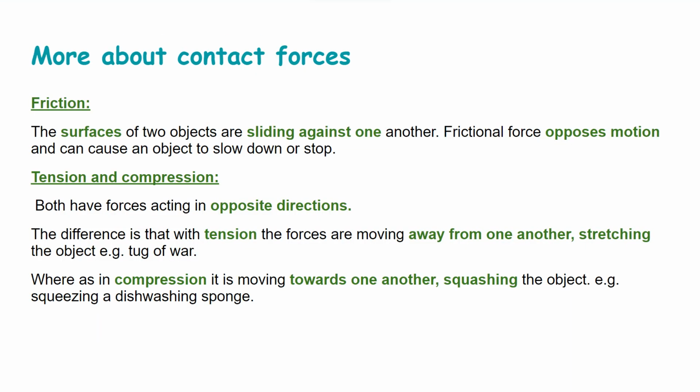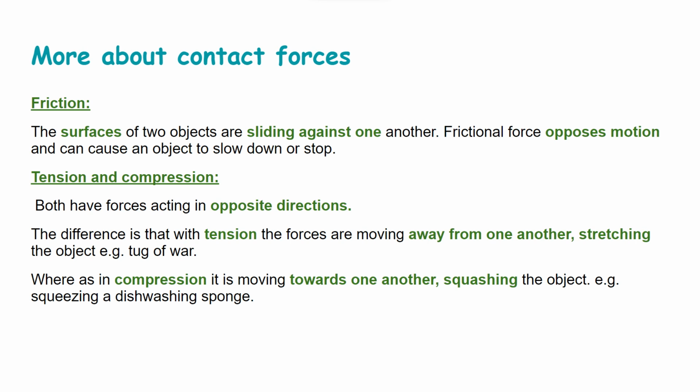Let's dive into contact forces in more depth. When the surface of two objects slide against one another, as is the case with a trolley on the ground, for example, it causes the object to slow down or eventually stop. Friction opposes motion. The type of surface also affects how much it opposes motion. For example, think about skating on ice versus tar. Ice is smoother, so there is less frictional force.